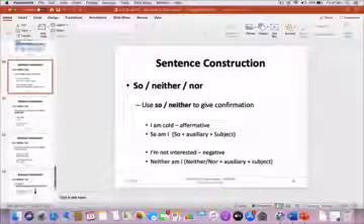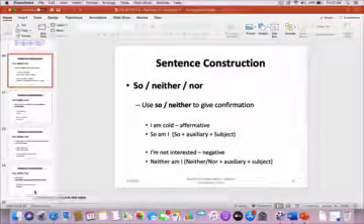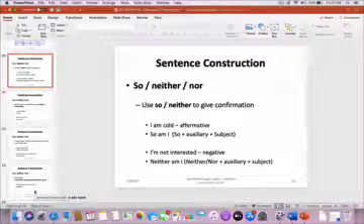So, neither, nor. We use so and neither to confirm or to give confirmation. I'm cold, affirmative. The other person is confirming or agreeing: so am I. Construction is so plus the auxiliary plus the subject. I'm not interested. In this case, it's a negative example, so I would need to use neither. Neither am I. I'm agreeing with what the other person is saying. So in this case, this construction, neither or nor, auxiliary plus the subject.